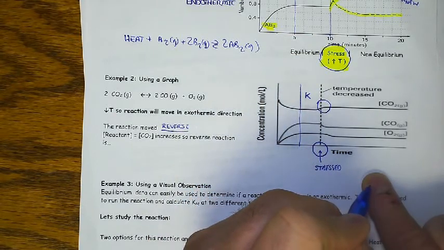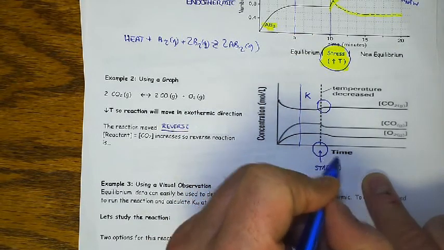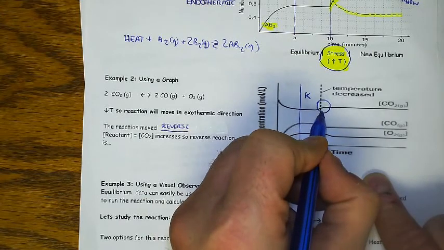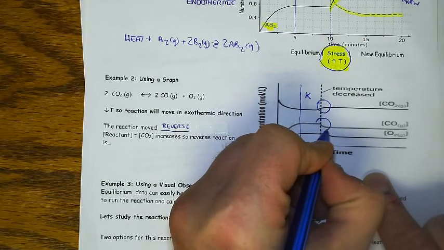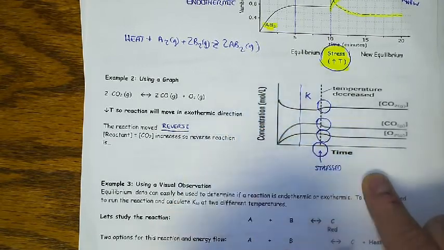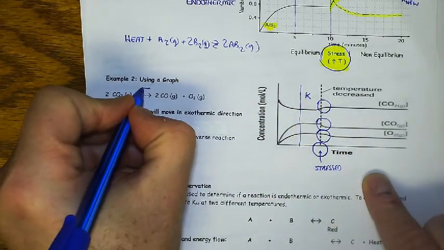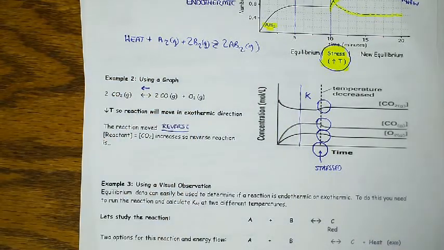Notice our CO, our product, went up, and notice our O2 went up, and our CO2 went down. So that's our reactant going down, and our two products going up. So it had to have been going in the forward direction.